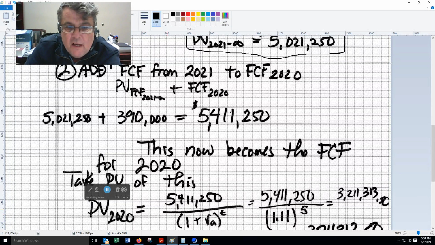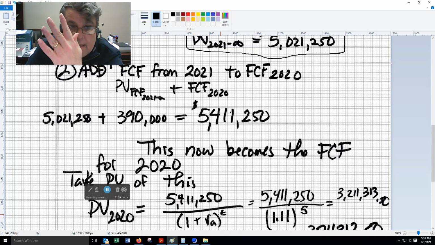So to take that present value, we take the future cash flows, the present value in 2020 of all those future cash flows, and we divide it by 1 plus our weighted adjusted cost of capital, or RA, to the T power. T is 5, because it's beginning of 2016 when this problem takes place. So we got the end of 2016, the end of 2017, the end of 2018, the end of 2019, and the end of 2020.